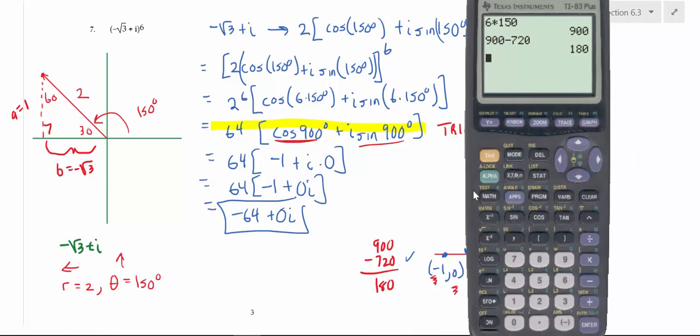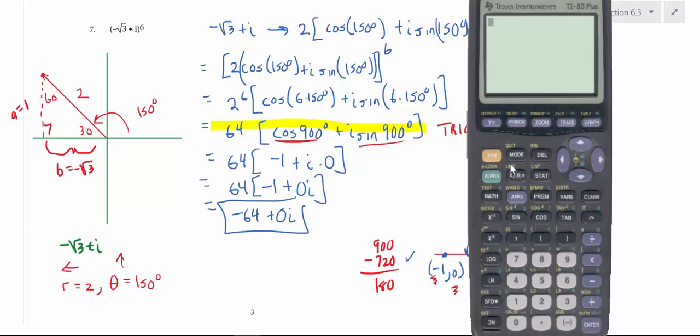That's pretty simple. And with this problem, you could actually do this in the calculator like this. You could go negative square root of 3, close parentheses, plus i.